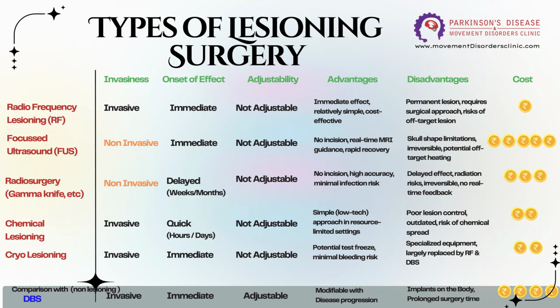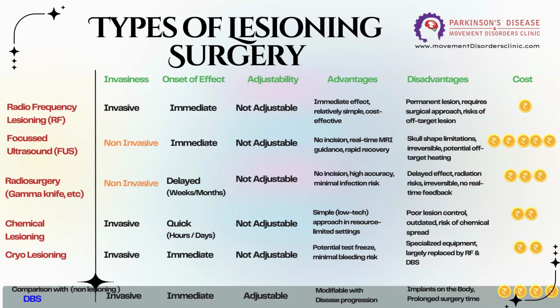I've made this classical table which tells you about the invasiveness of each of these lesioning surgeries, how soon the onset of effect is, and whether they are adjustable or not. Please remember, for all lesioning surgeries, the limitation is non-adjustability. Hence, they have taken a back step because Parkinson disease is an evolving disorder. As things evolve, we need to have something to modulate it. Lesioning surgery is unlikely to allow that. The limitation is that you get whatever benefit you got. Down the line, you may not be able to modulate it as the symptoms change, if you want to change anything. That is the limitation.